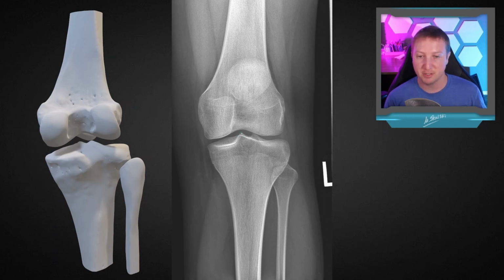Sometimes they'll be a bit bigger if there's some degenerative changes. Otherwise, they should be kind of small, and sometimes even maybe not even quite as sharp as these ones are.